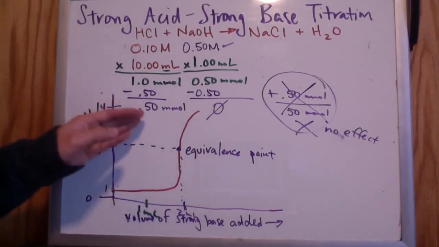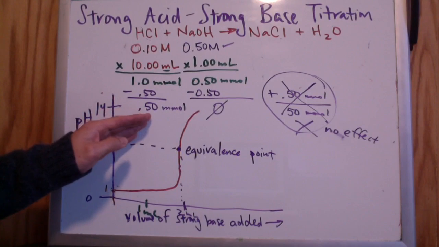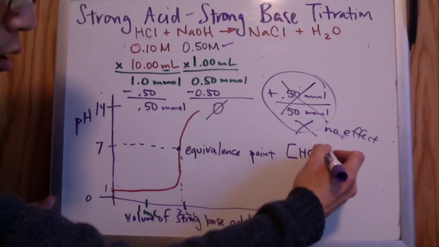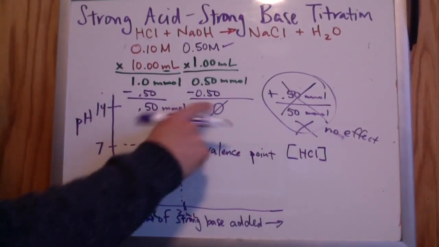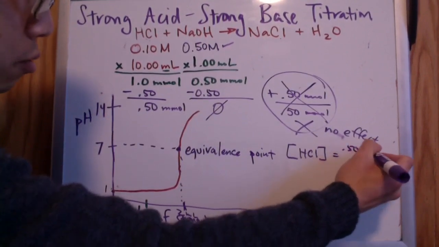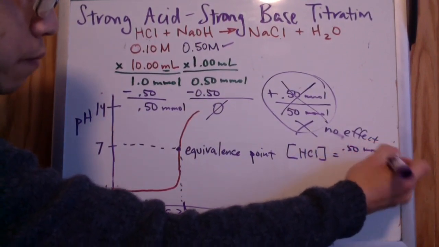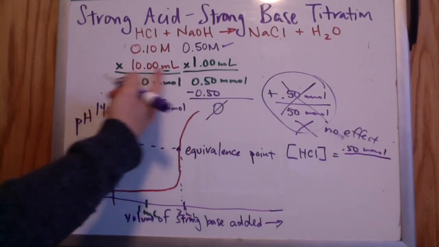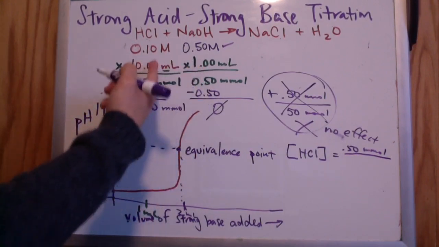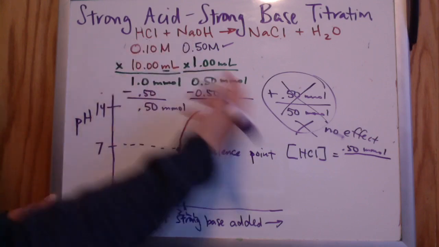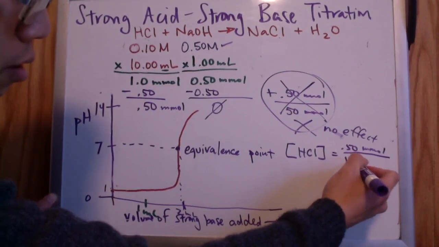For the pH, what's left over? We have HCl. So all we have to do is figure out the concentration of HCl. So the concentration of HCl, after some of it got neutralized, would be 0.50 millimoles divided by the total volume. So we took 10 milliliters of the acid and added 1 milliliter of the base. So we'd end up with 11 milliliters.